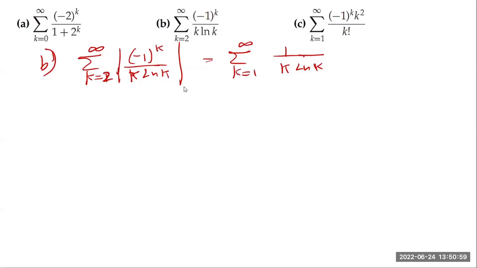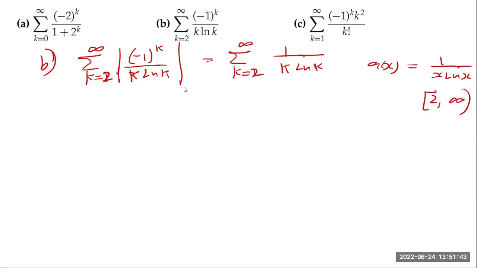Not 1 to infinity, 2 to infinity. That means k is bigger than or equal to 2. For any k bigger than or equal to 2, this is a positive quantity. Okay, so you don't need the absolute value anymore. You just get rid of this minus 1 to the power k. All right, this is the series that we need to analyze. And notice that this is my a_k. If I take a(x) to be 1 over x times ln x, I'm just plugging x for k, then notice that this is a continuous function on the interval [2, infinity).